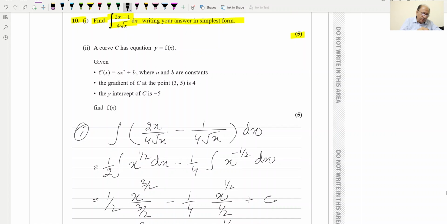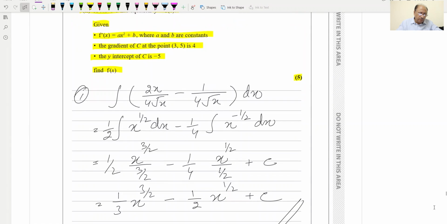This is the integral which we have done. Hopefully you understood this. Now the second part: a curve C has equation y is equal to f of x, given that f dash of x is this one. The gradient of C at point (3, 5) is 4. The y-intercept is -5. Find f of x, and this is a 5-mark question.